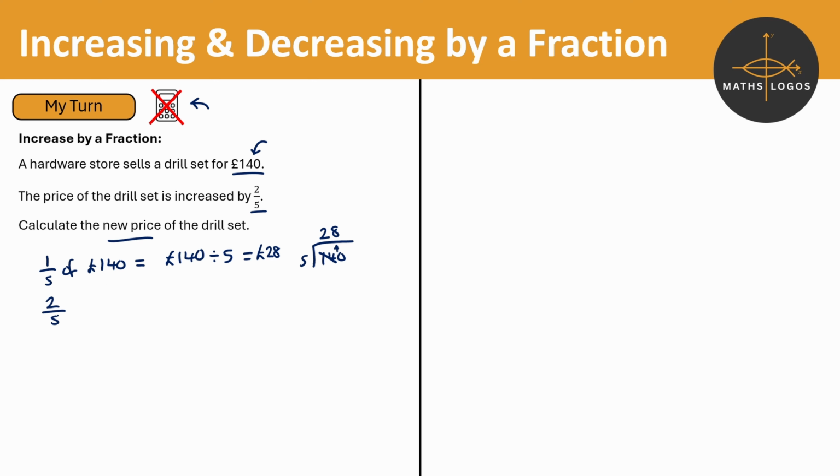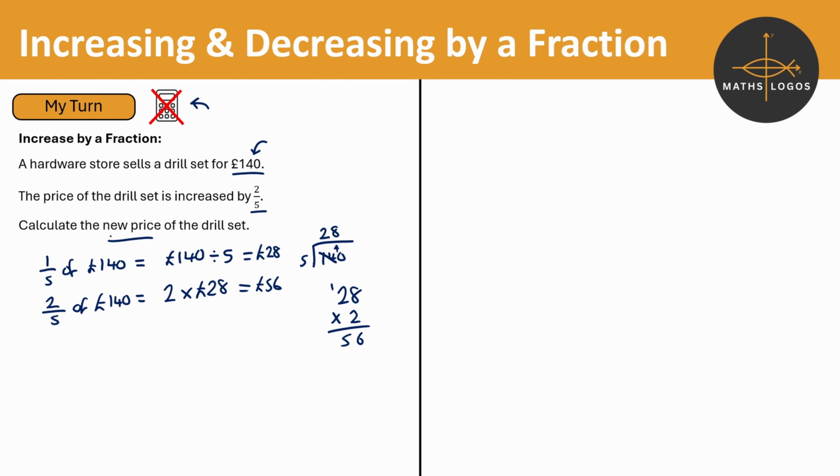2/5 of £140 is going to be equal to 2 times what 1/5 was, so it's going to be 2 times £28. Again, I'll set up my calculation off to the side, 28 multiplied by 2. 2 multiplied by 8 is 16, exchange that 1. 2 multiplied by 2 is 4, add on the 1 to give me 5, so that's £56.